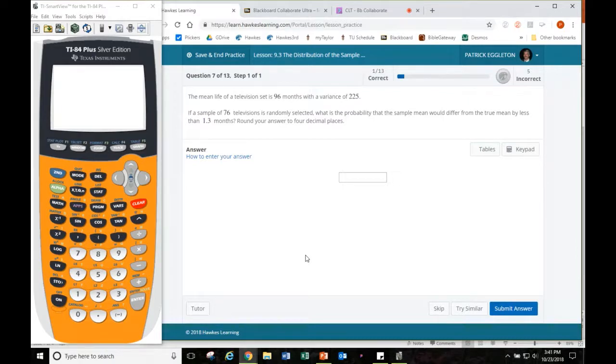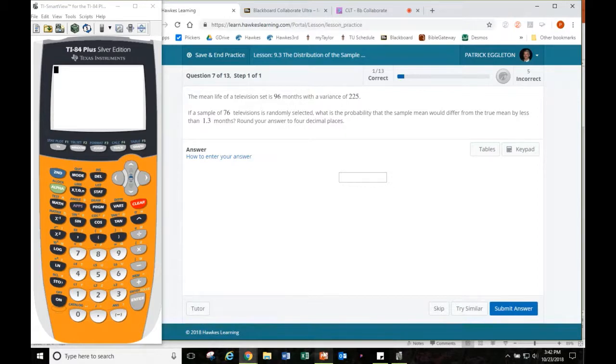This question comes from the practice questions in section 9.3. It shares that the mean life of a television set is 96 months with a variance of 225. Given a sample of 76 televisions randomly selected, what is the probability, a key to use normal CDF, that the sample mean would differ from the true mean by less than 1.3 months? So I'm comparing this sample mean with other means. That's an indication I'm going to use the central limit theorem.